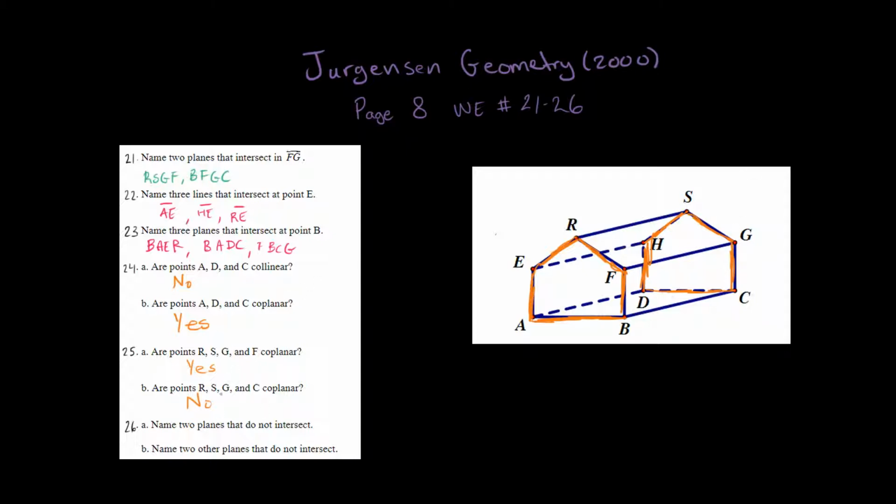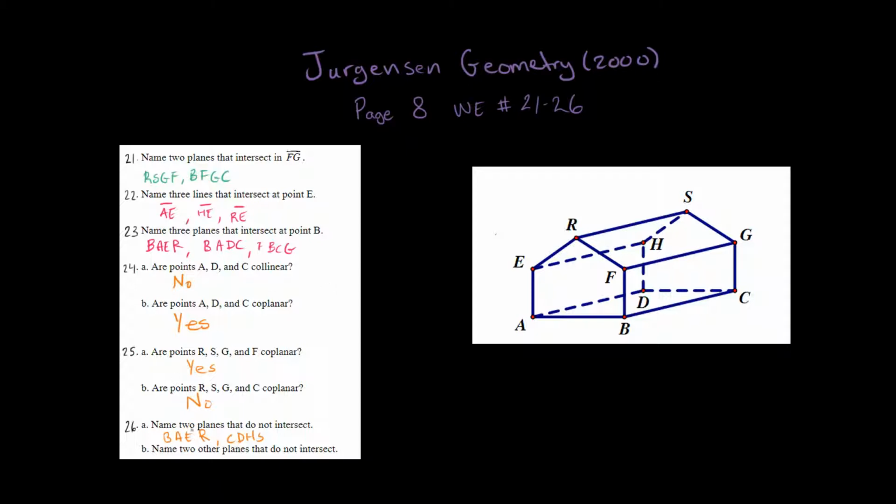So name two planes that do not intersect. Well, I can name this one BAER, and I can name the back one CDHS. And this is absolutely not the only answer. I could, for example, have used this plane on the top right here, and maybe this back plane. If that's not what I felt like doing, I could use this top plane and this base right over here. So there is no single correct answer in getting this problem correct.